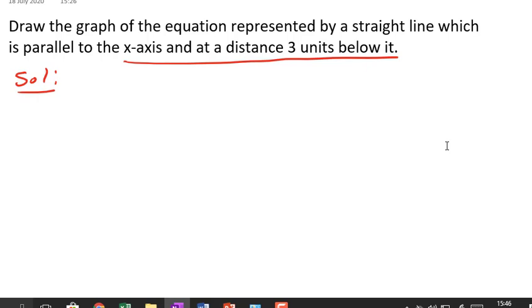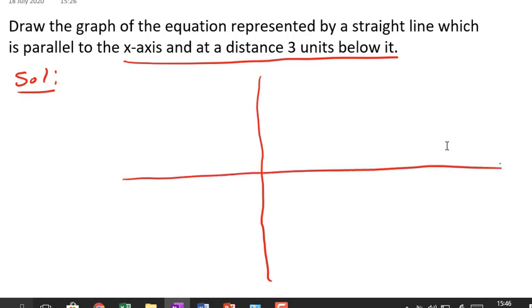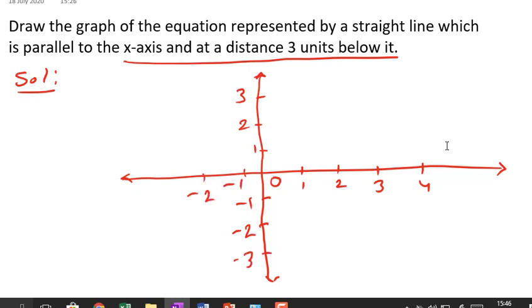So what we will do? In the solution we can directly plot the y-axis and x-axis. Along the x-axis, this is our origin. Here it is 1, 2, 3, 4 like that. Along the y-axis it is 1, 2, 3 like that, and downside we have -1, -2, -3.